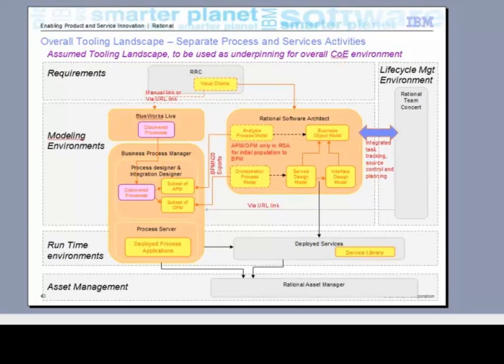And if you're not, you can always utilize URL linking as well to link Requirements Composer to BlueWorks Live or Business Process Manager process elements. And Team Concert would be used for planning and change and configuration management. Configuration management, that is, for the models that are in Software Architect.